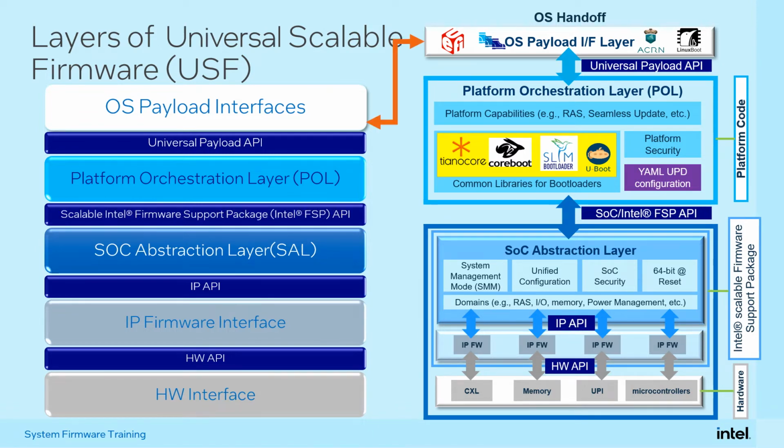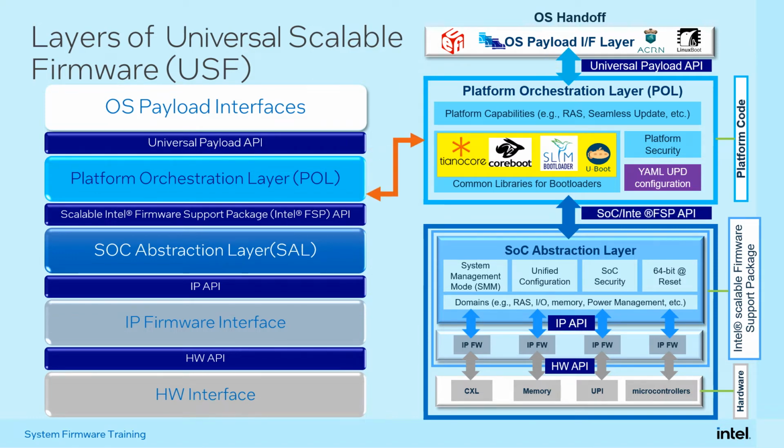Starting at the top is the OS payload interface layer that passes control off to the operating system. The OS payload interfaces have our well-known interfaces such as ACPI, UEFI, or multiboot, that provide a means to interact with pre-OS and runtimes. The universal payload is an API layer for different OS payloads such as UEFI, Linux Boot, VaultBoot, and ACRN Embedded Hypervisor, plus support for various bootloaders.